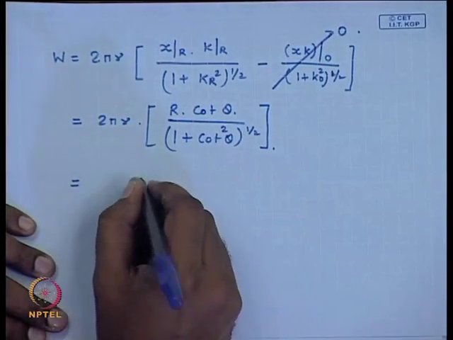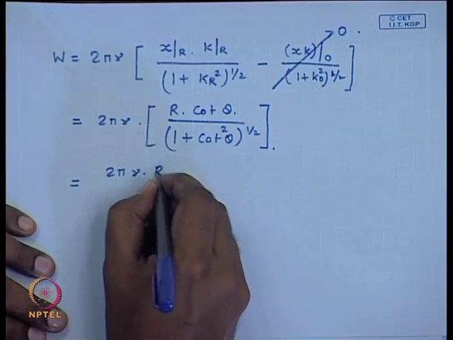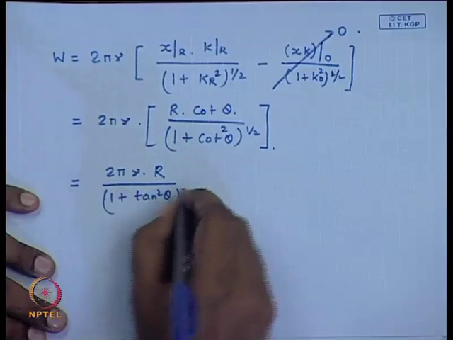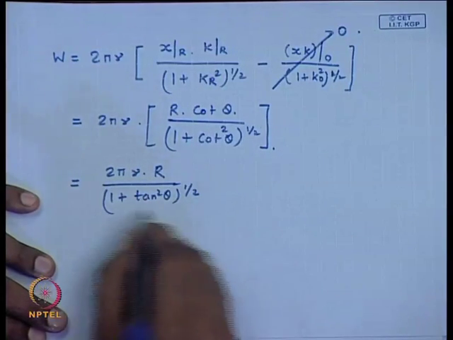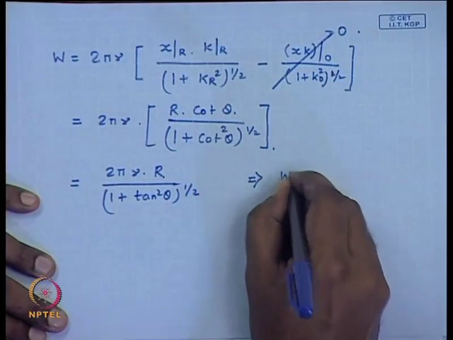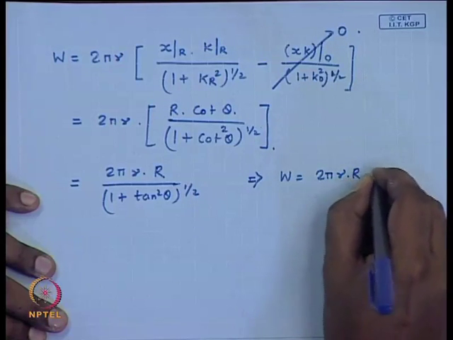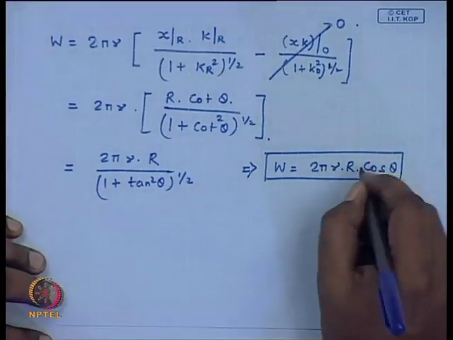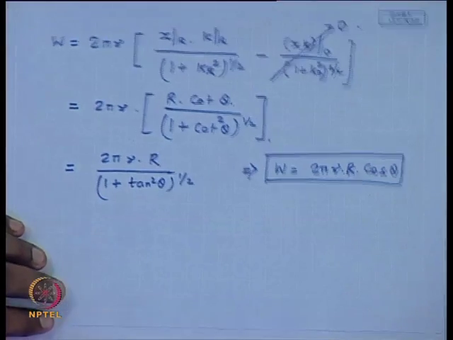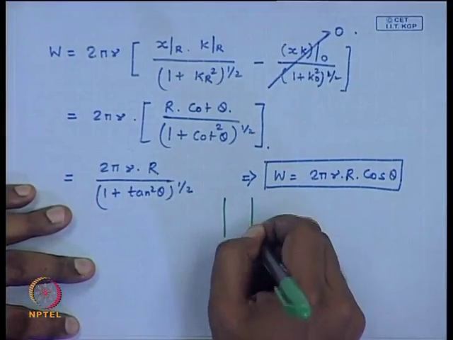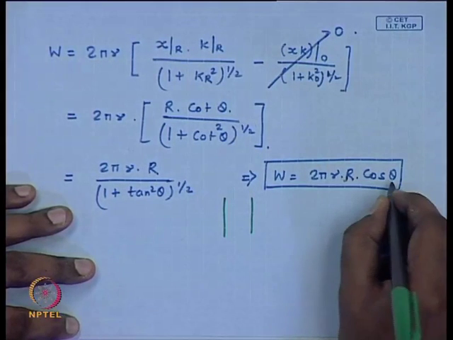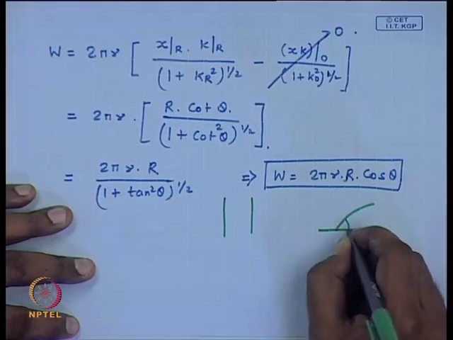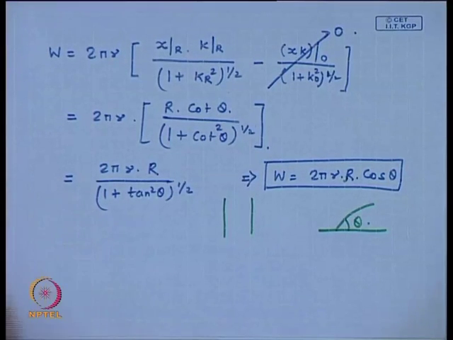This can be further simplified to have 2 pi gamma into r divided by 1 plus, again 1 plus tan square, if you substitute the sec square thing. So, what comes out is w is 2 pi gamma r into cos theta. So, this gives us an expression for the weight of the liquid column that can be sustained within a capillary tube. You can see that it depends on the radius of the tube, of course, and it also depends on the contact angle, or the equilibrium contact angle, that you get from Young's equation.